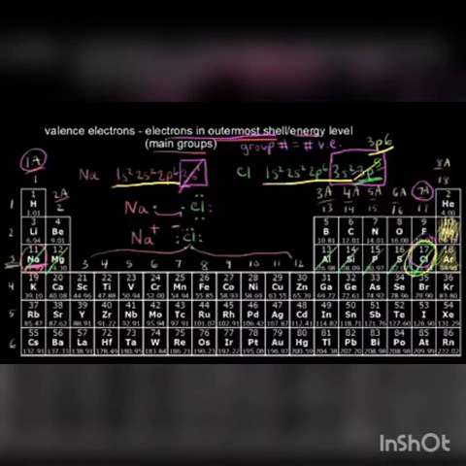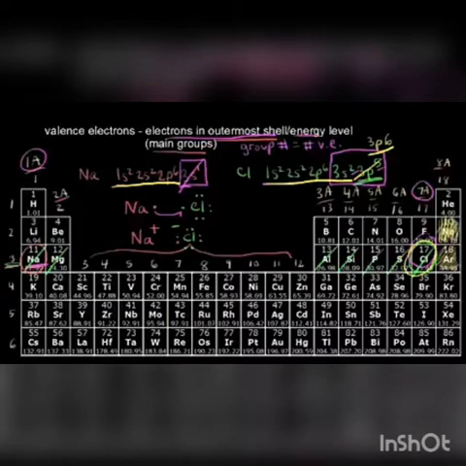And so you have an ionic bond that forms between the sodium cation and the chloride anion here. So the attraction of these opposite charges forms an ionic bond. And so this is an example of a group 1 alkali metal reacting with a halogen, right?